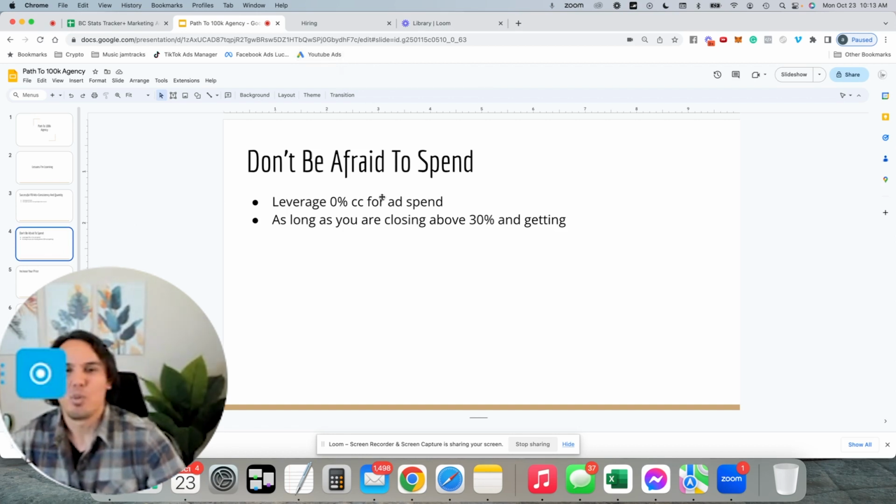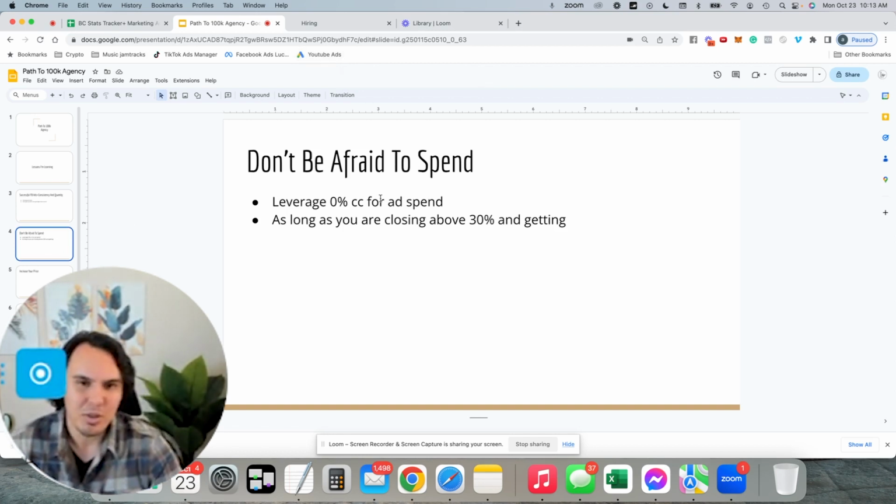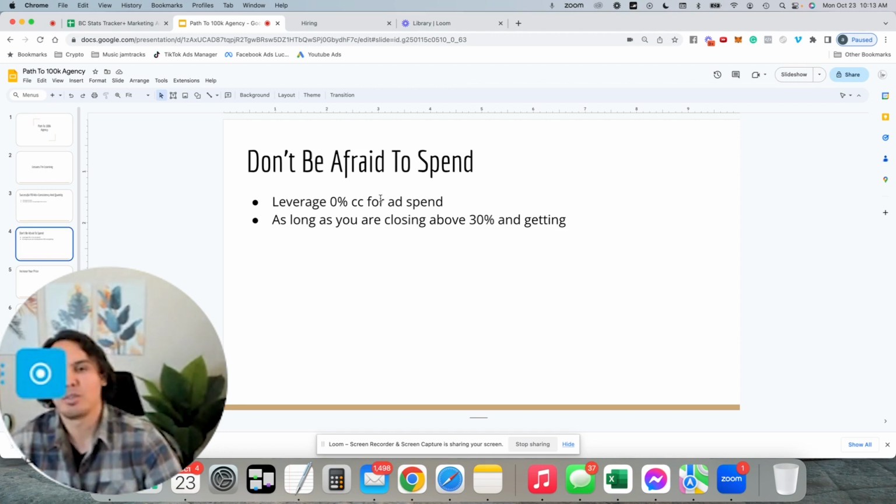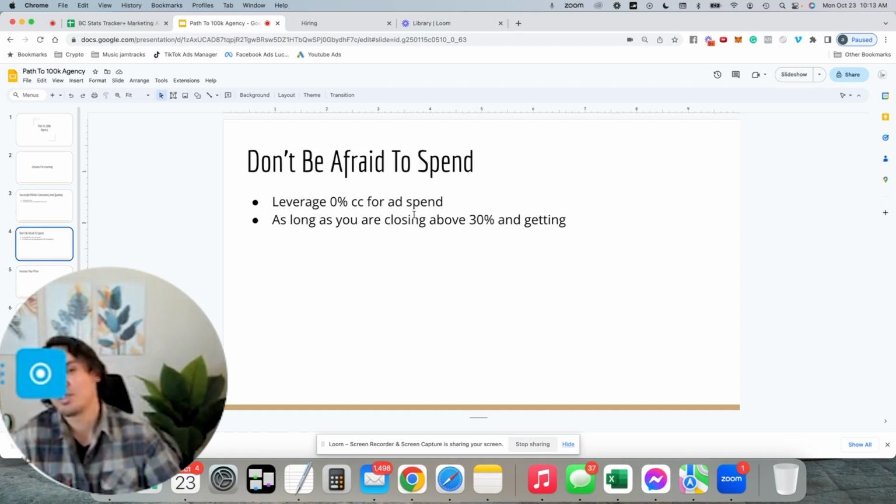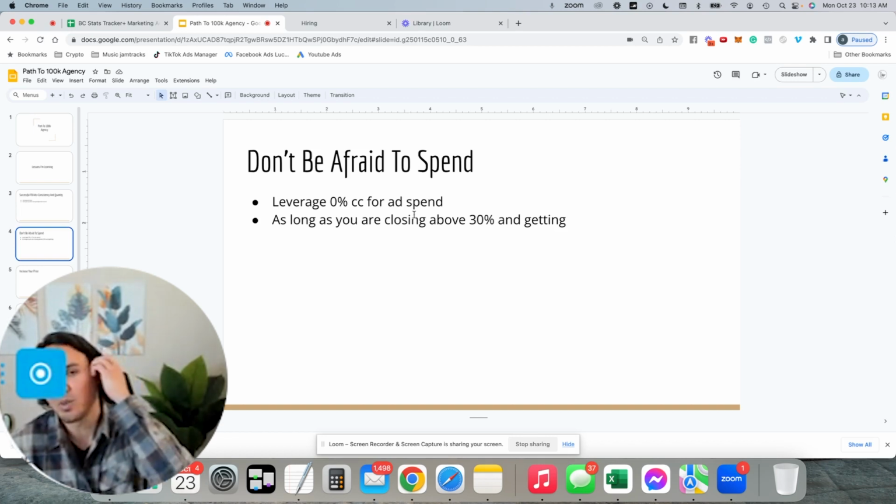So one, you can't be afraid to do it, right? Like, this is how you're going to scale. This is how you win with ads. You got to be able to spend a decent amount. As long as you have your numbers above 30%, you know, for us, that's what we found. It's like, hey, as long as we're closing above 30%, then we can be profitable.